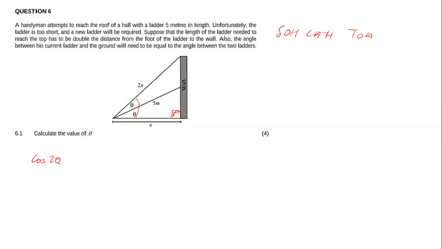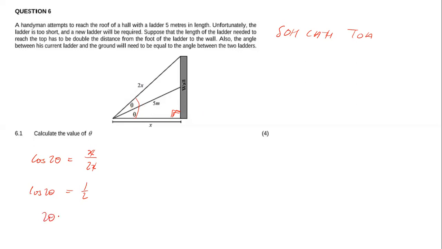So that means cos 2 theta. Why am I saying cos 2 theta? Because we have 2 thetas over there, we just added them, is equal to adjacent over hypotenuse. In this case, our adjacent will be x, and our hypotenuse will be 2x. Now x will cancel with x, and therefore we're gonna have cos 2 theta equals 1 over 2. Now let us solve for theta.